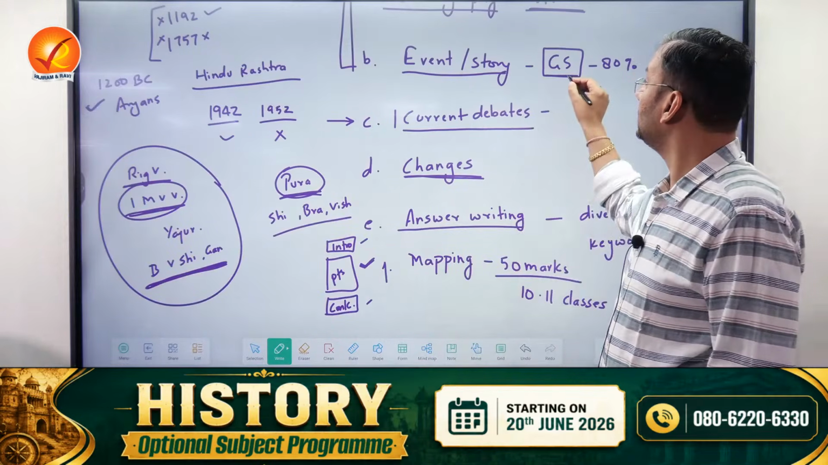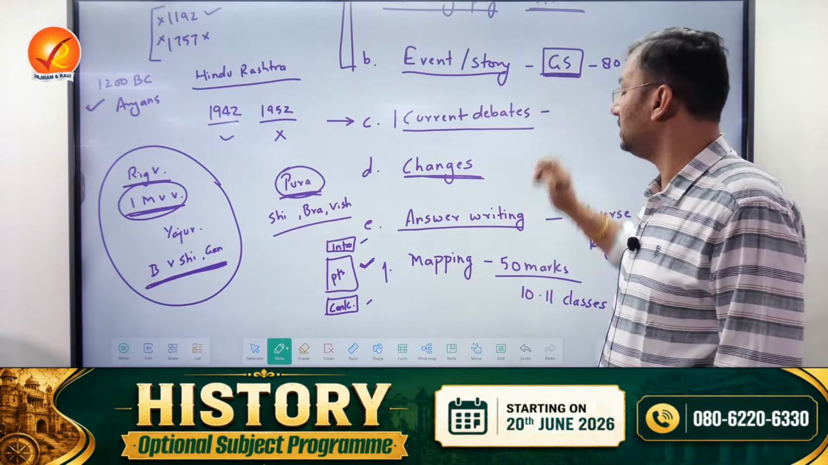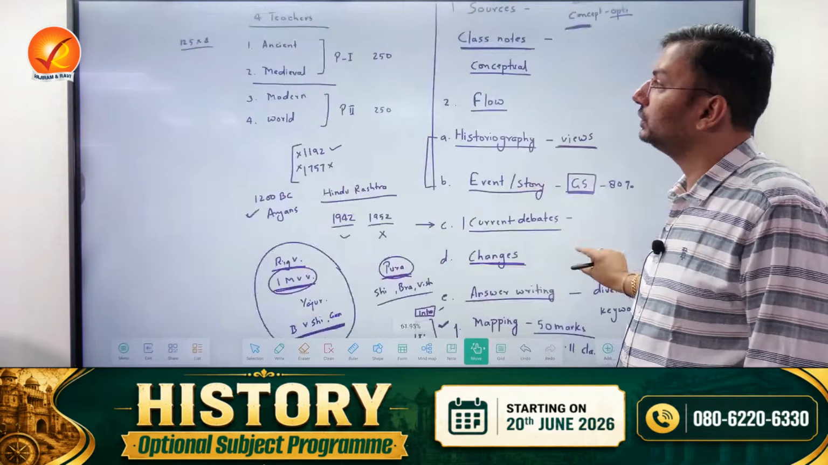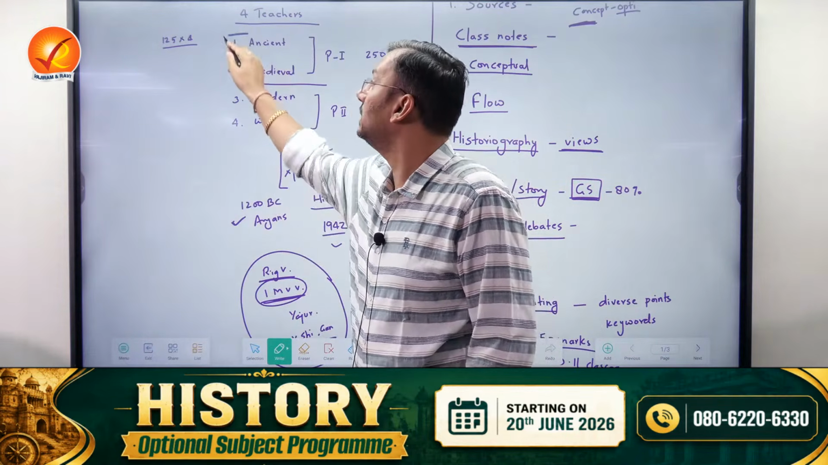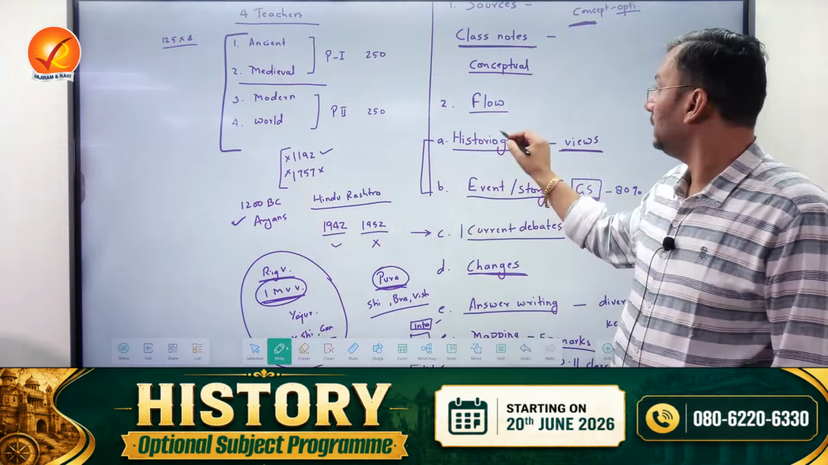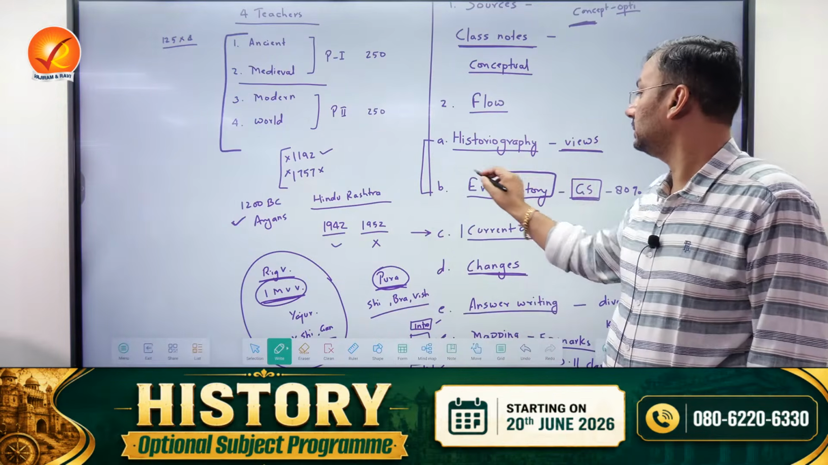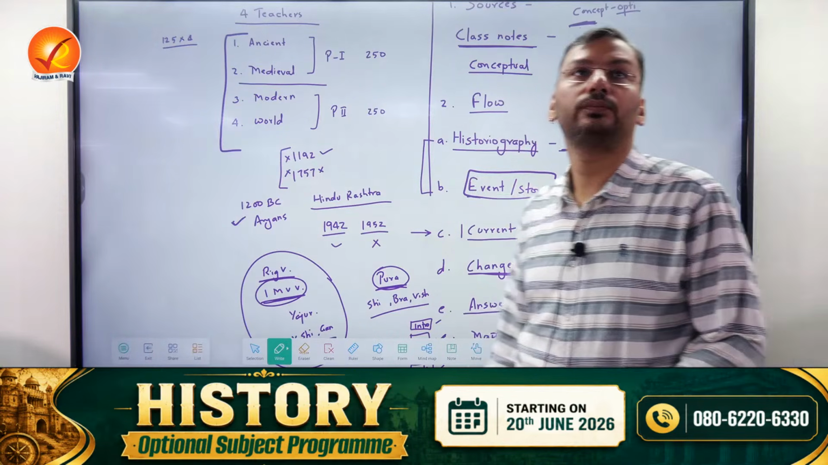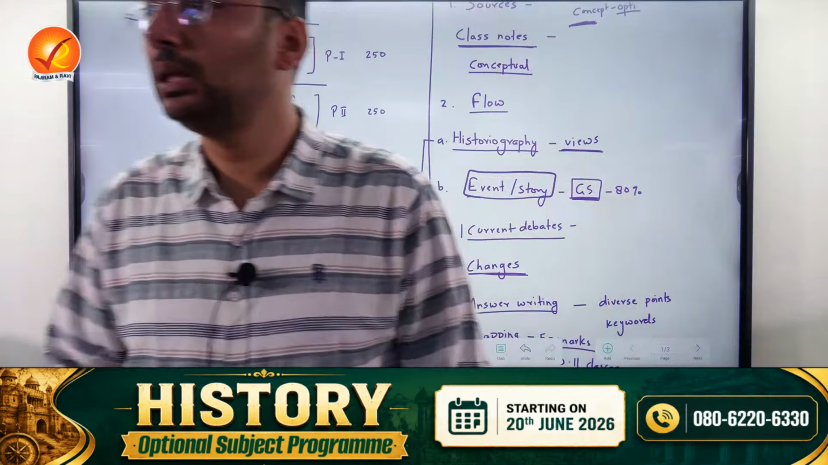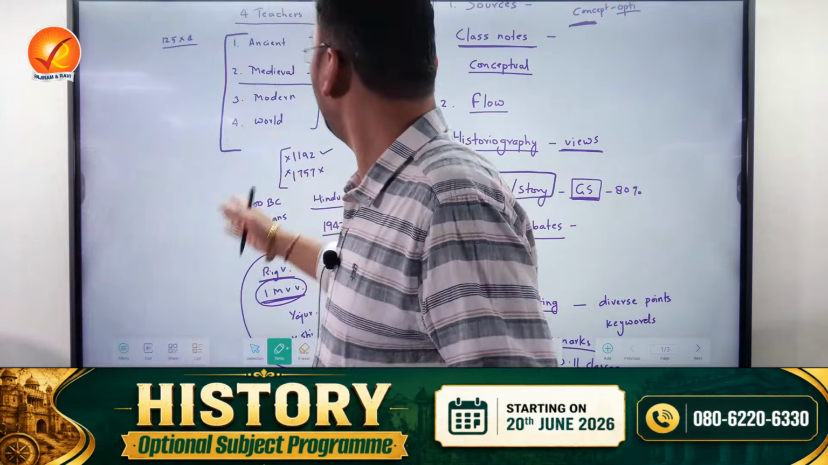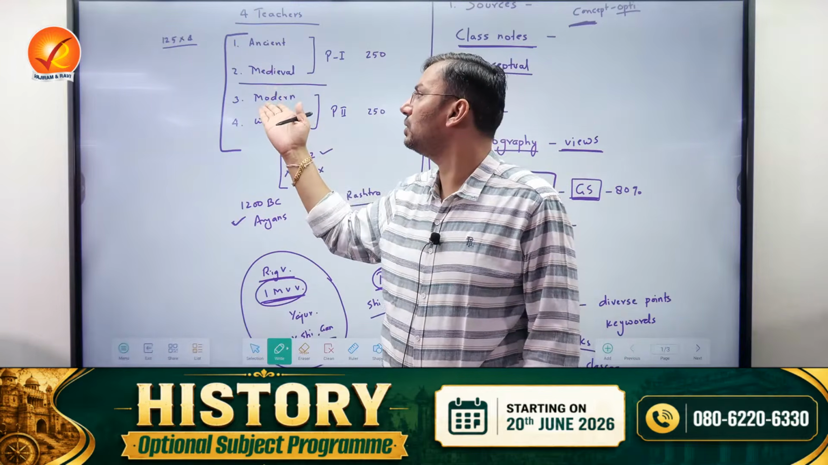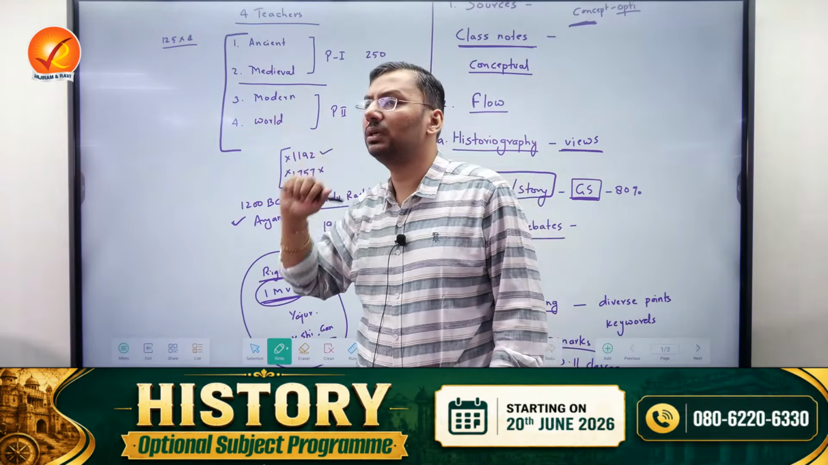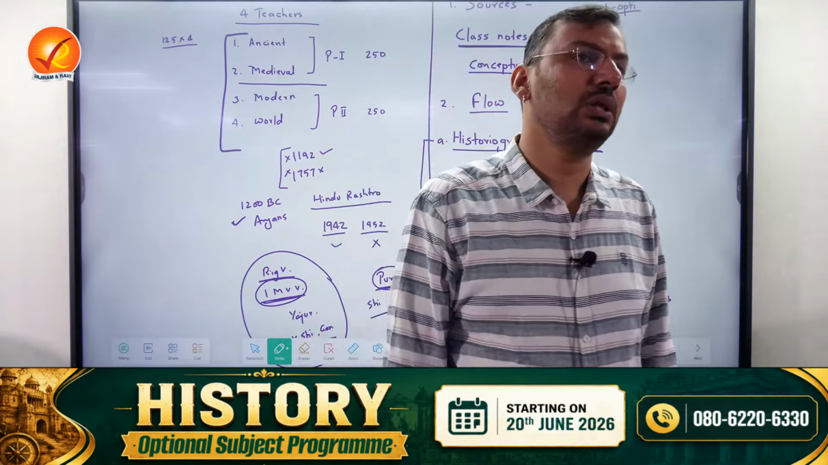And last thing, whatever we will teach is entirely in GS. All the parts of history optional are in GS. 80% of it is events or story. I think I have conveyed these are the 4 parts. Ancient I'll teach, medieval Rohan sir will teach, modern Tariq sir will teach, and world history Chandrabhan sir will teach.